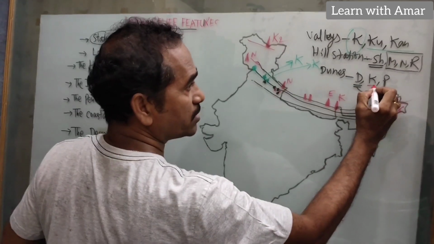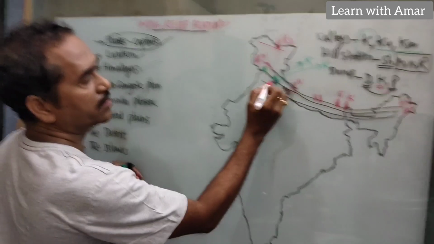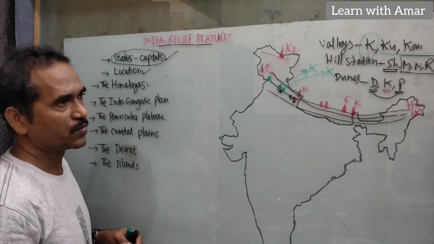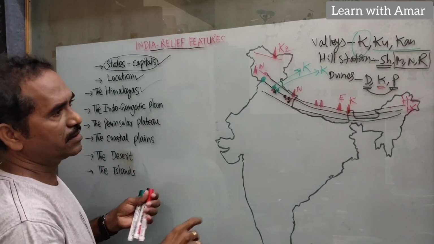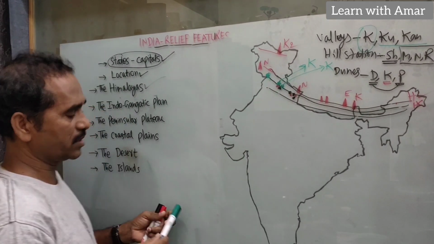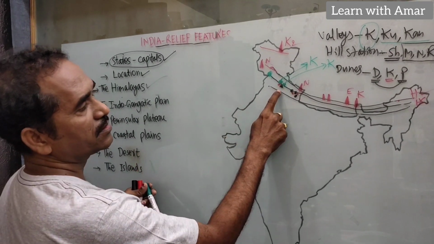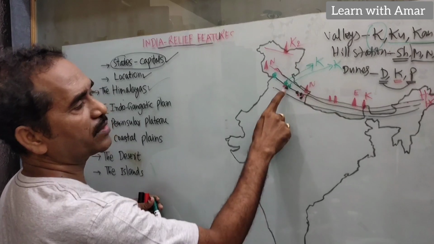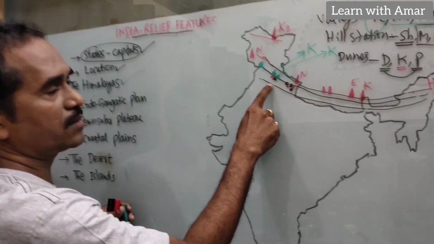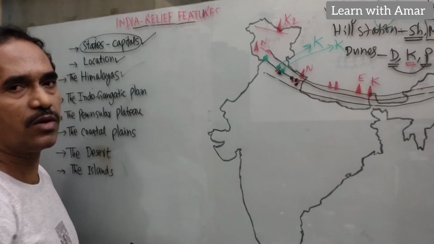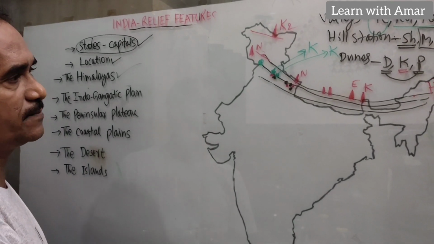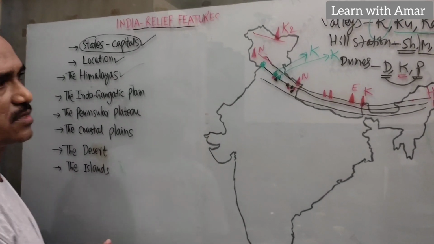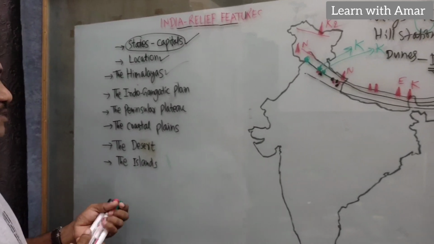Then, what about Kotli Dun? Kotli Dun is located in Himachal Pradesh. Among these states, these two states are very important. Himachal Pradesh covered almost all important points. Uttarakhand and Himachal Pradesh, these two are very important states to remember. Now move on to the next topic.